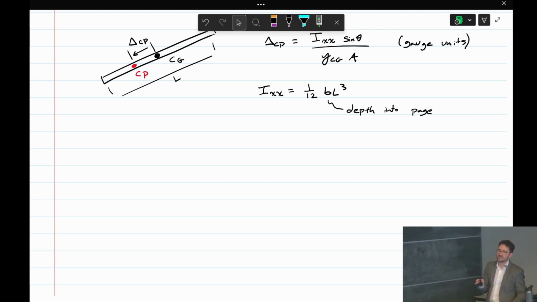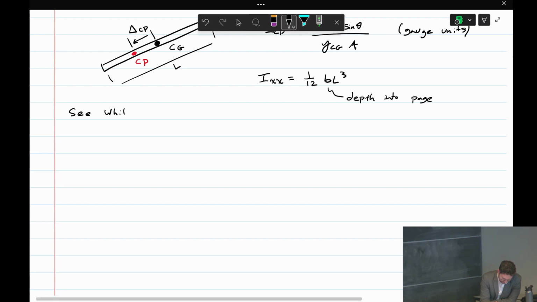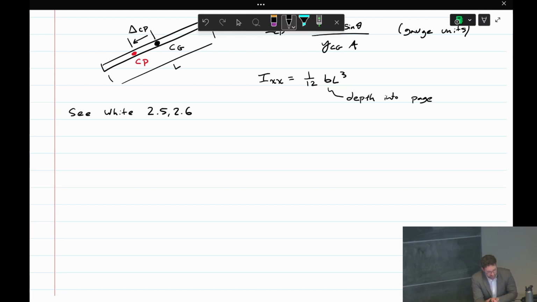But it only extends to very simple shapes, which is why we're not going to spend a lot of time with it. I just wanted you to know that it exists. Also because I'm going to use it in the numerical integration that we're going to do. The White textbook, sections 2.5 and 2.6, talks about all sorts of different shapes, but we're just going to do the rectangular shape in this class.